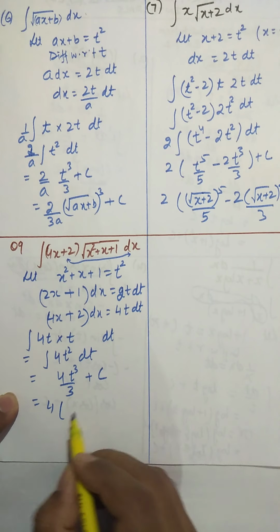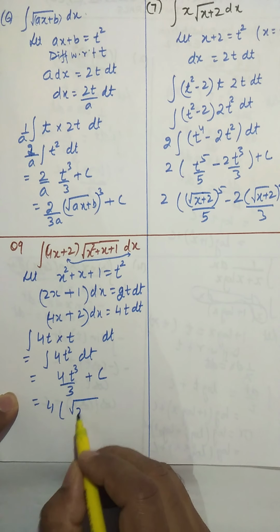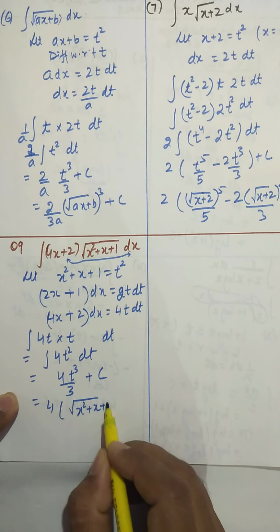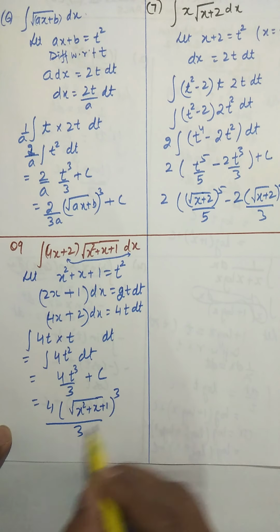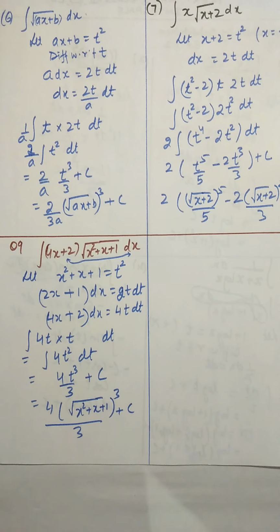Again you can put the value that you assumed. T you assumed is root of x square plus x plus 1, so this is the whole cube upon 3 plus c. So this is how you can solve this question.